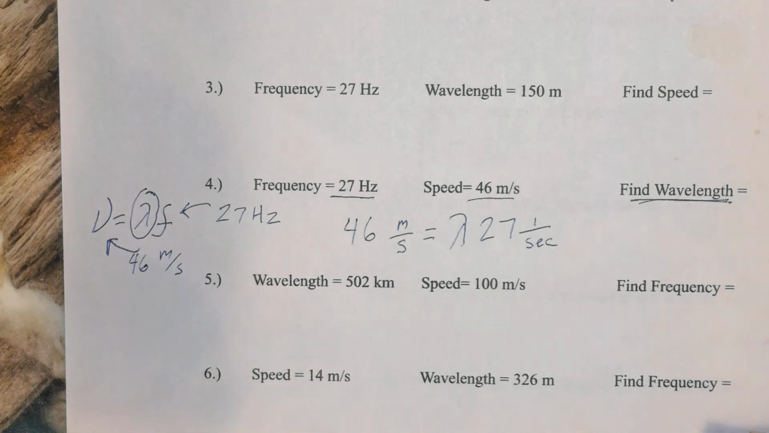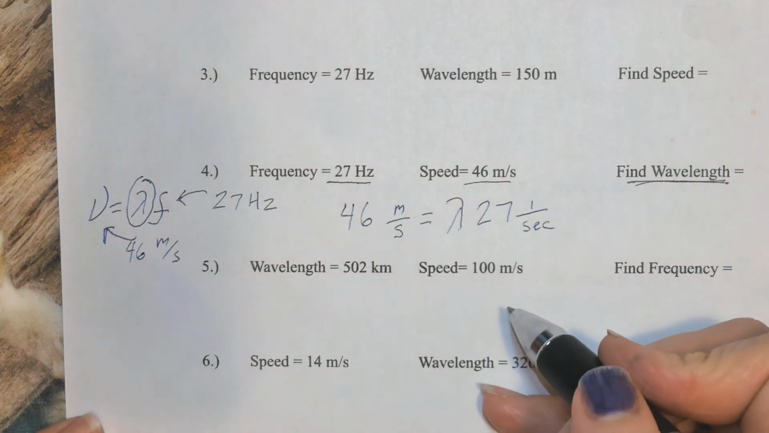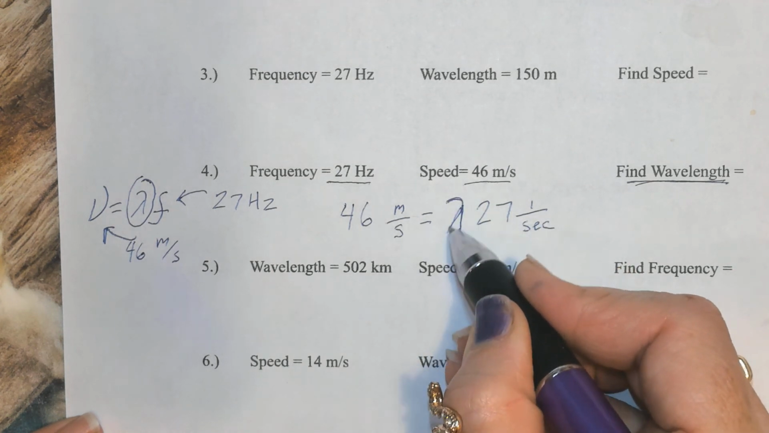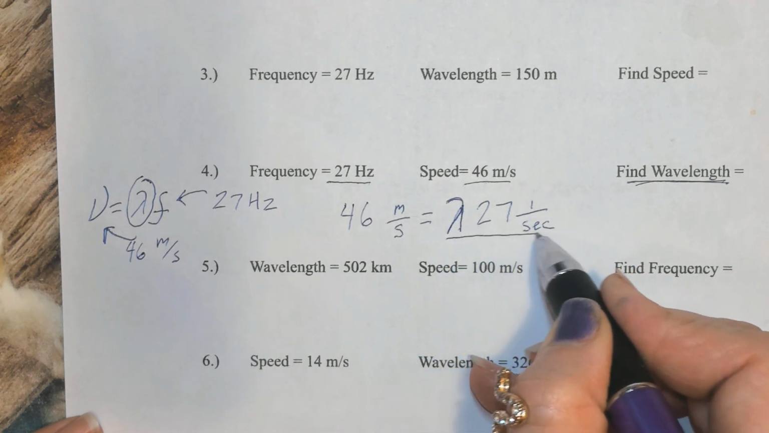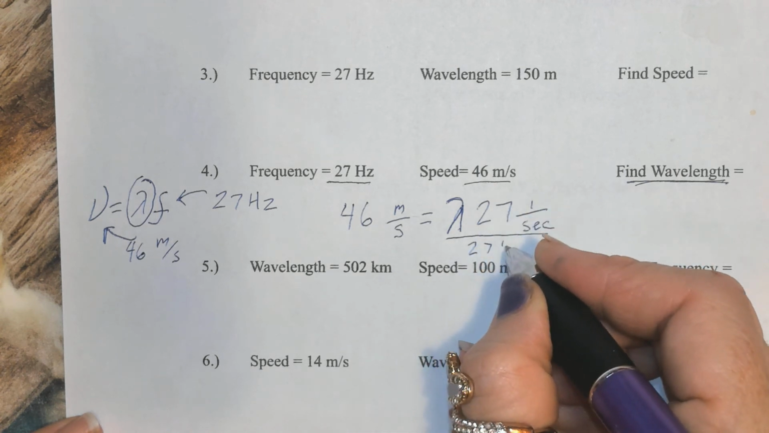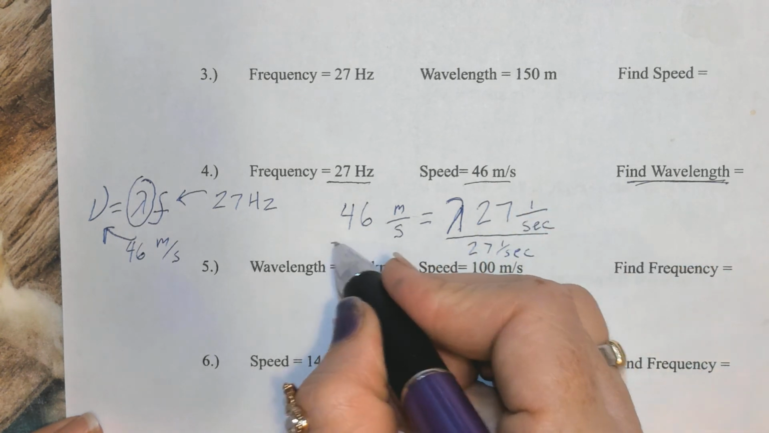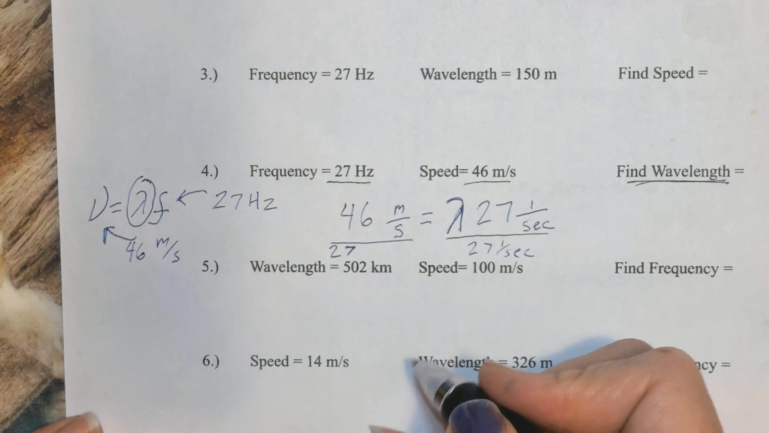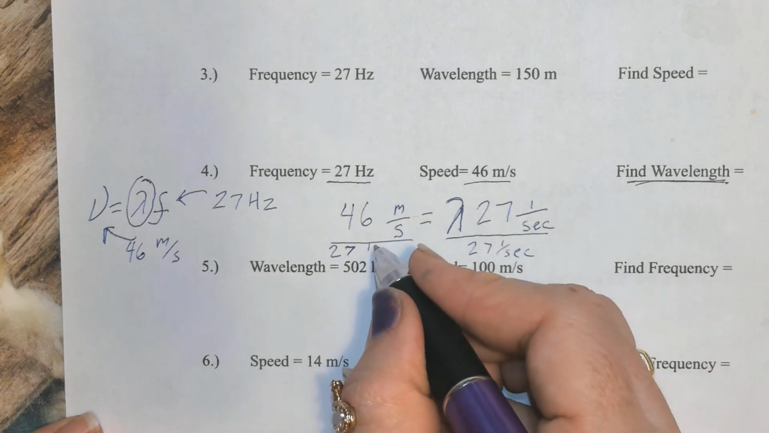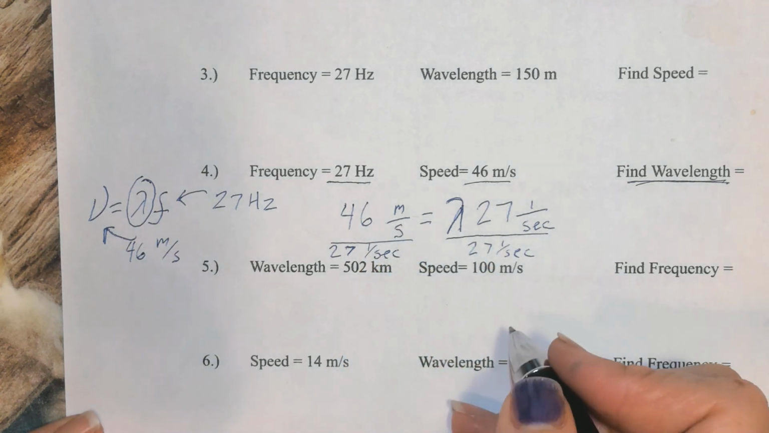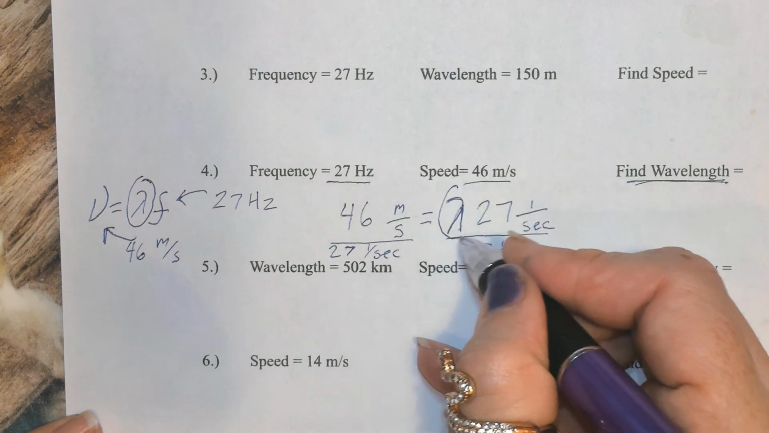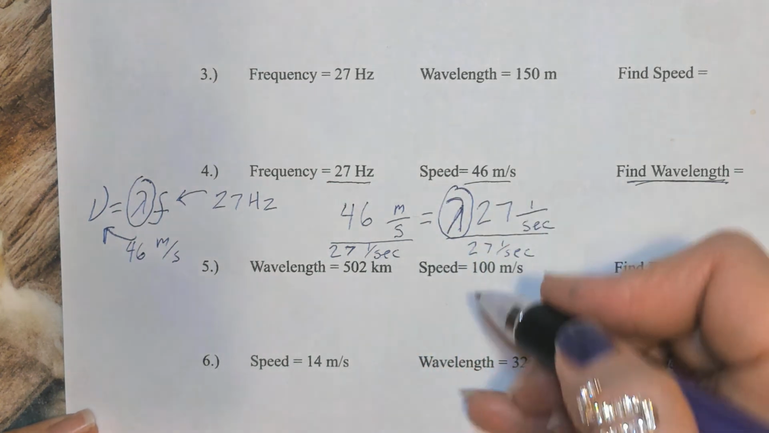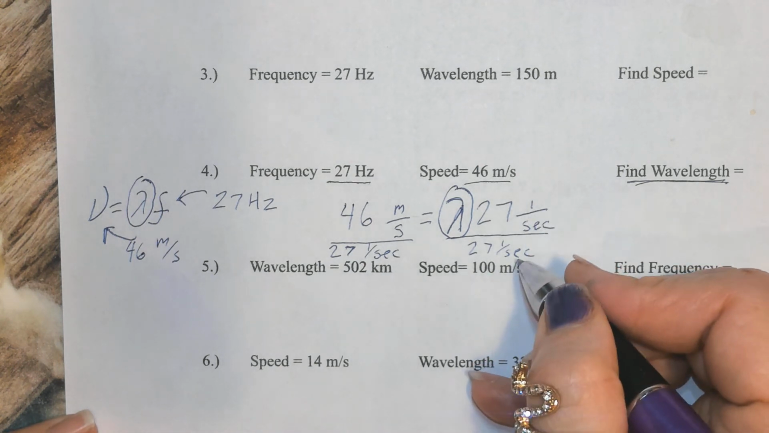Here, you're going to have to remember your algebra skills. There's no way around it. You've got to do math. In order to solve for my unknown wavelength, I need to divide both sides by 27 per second. I hope you remember your algebra teacher teaching you that you have to keep the equation balanced. You have to do the same thing to both sides of the equation in order to isolate your unknown variable. So that's why I'm dividing both sides by 27 per second.